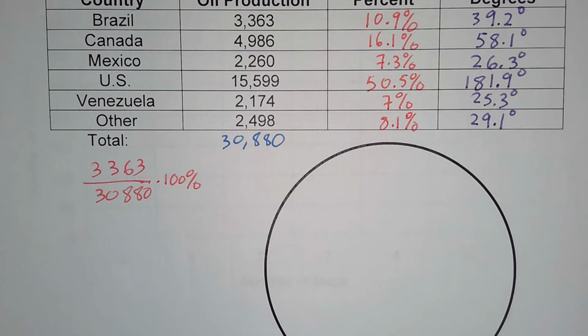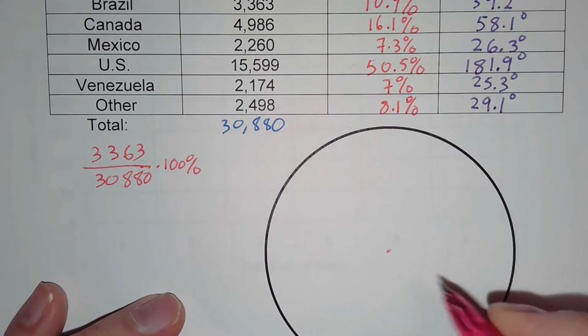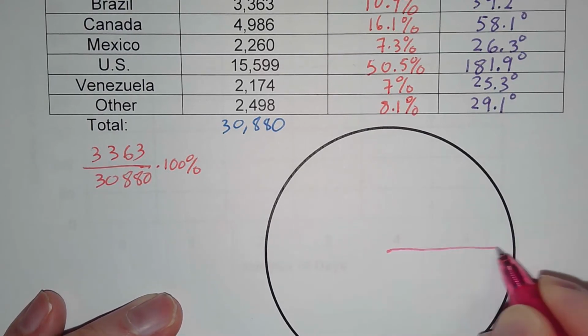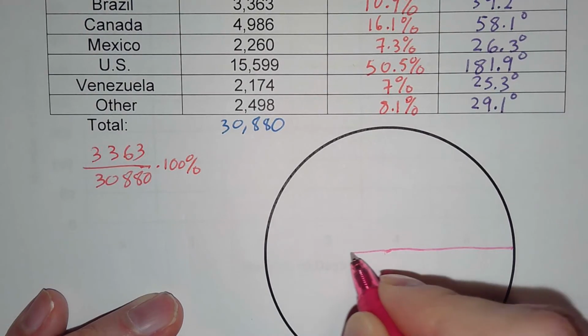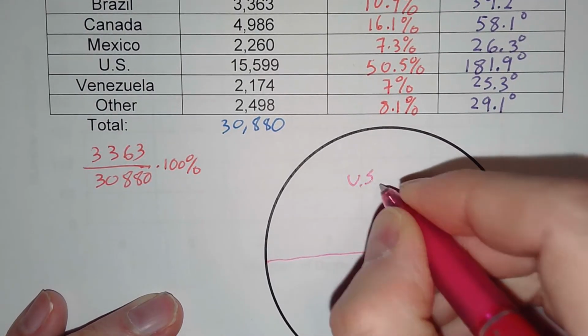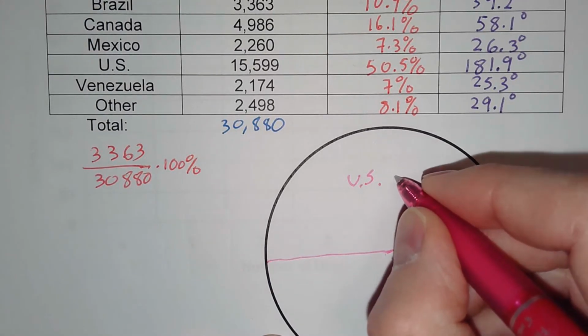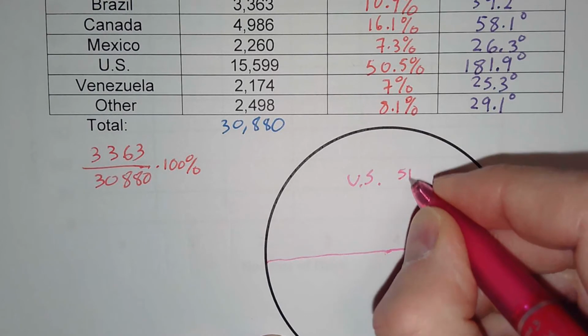So now I'm going to just kind of draw different sectors. I always like to start with the biggest one, which in this case is the US. So here's my center point. And US is a little bit more than half. So I'm just going to put the US right there. And yes, if we round to the nearest percent, that'd be about 51%.